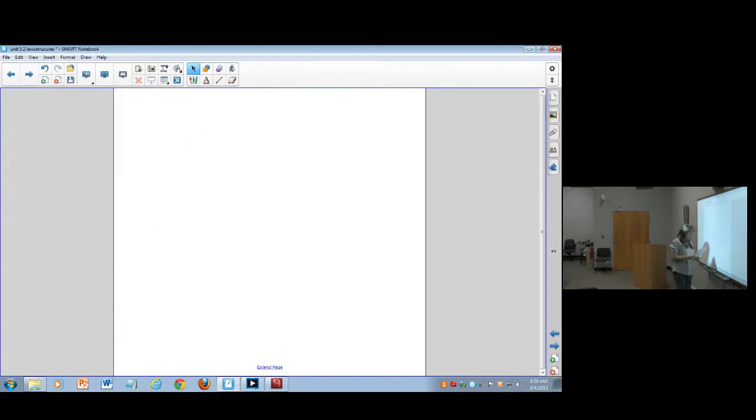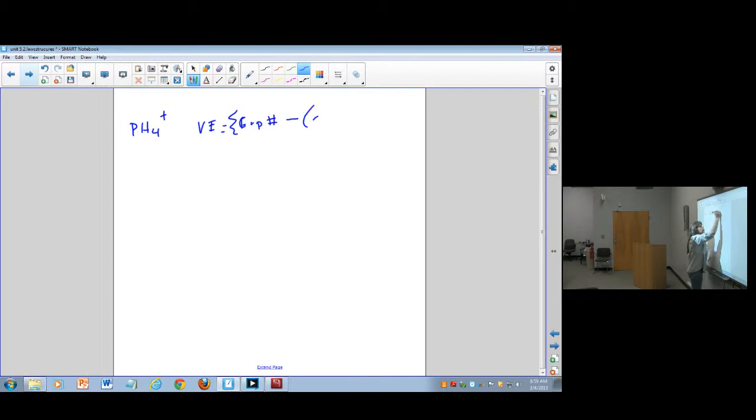a different picture. Let's do something like PH4. This is going to be an ion with a positive charge. The reason I'm doing this is for 2 reasons, but one of them is because I want you to know how to count your valence electrons. Valence electrons are going to be equal to the group numbers all summed together, minus whatever the ion charge is.